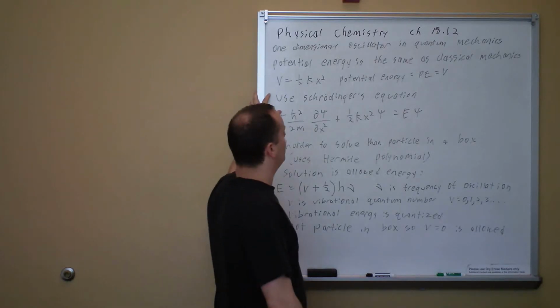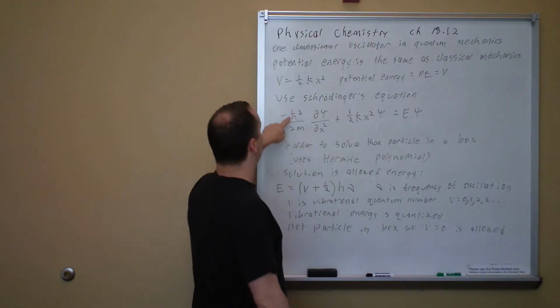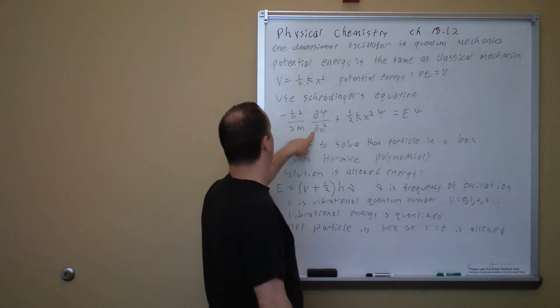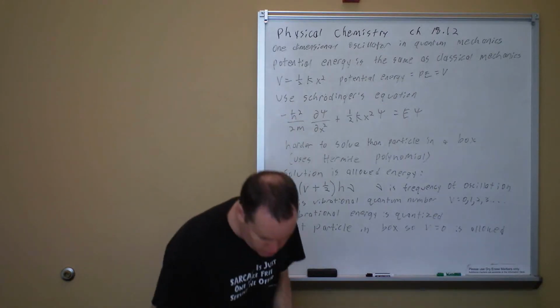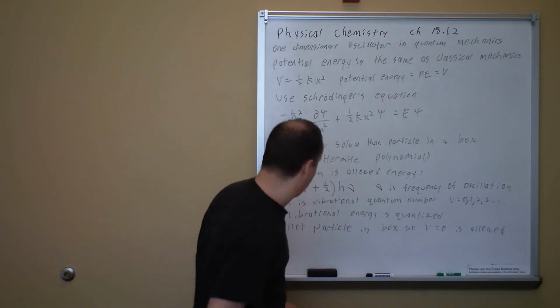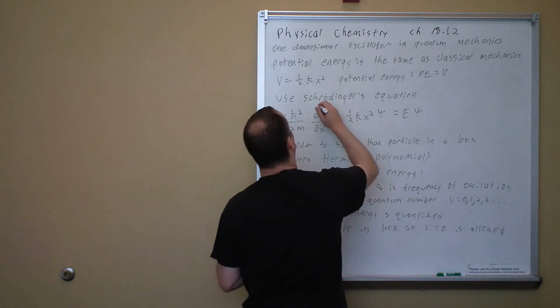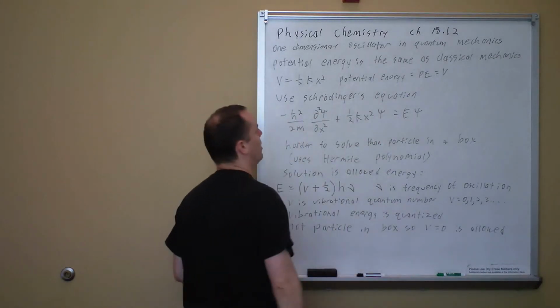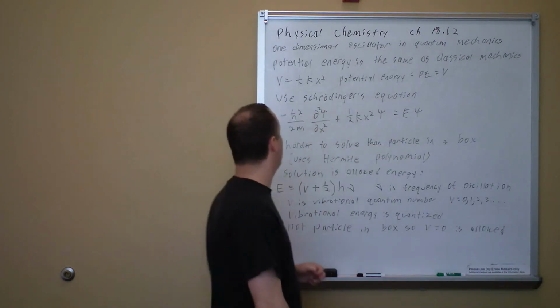Now, we're going to use the Schrodinger equation. So we have minus h bar squared over 2m times the second derivative of psi with respect to x, plus 1/2 k x squared psi is equal to energy times psi.